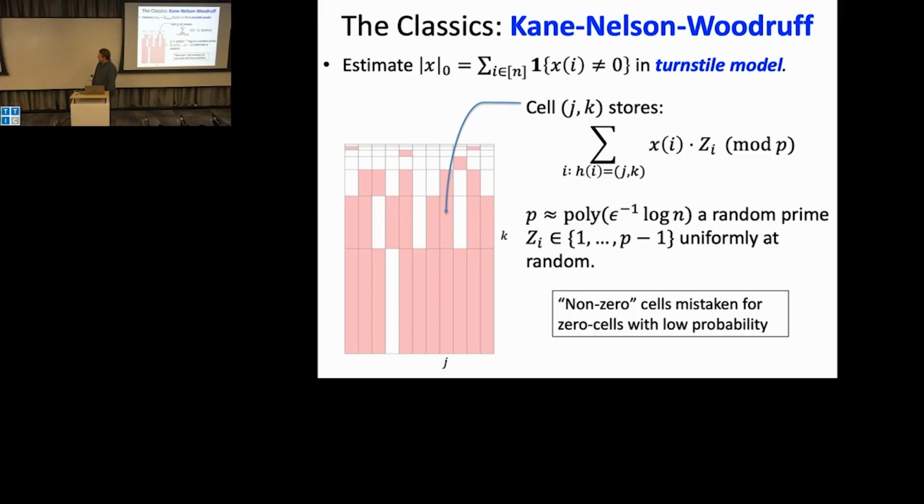Okay, so this is a sketch that combines the idea of subsampling, so you're kind of sampling at various levels in this sort of hierarchy here, and also random projection, since you're multiplying by these random values mod p. Okay, and to some extent, these are really the only two techniques that people use: subsampling and random projection.